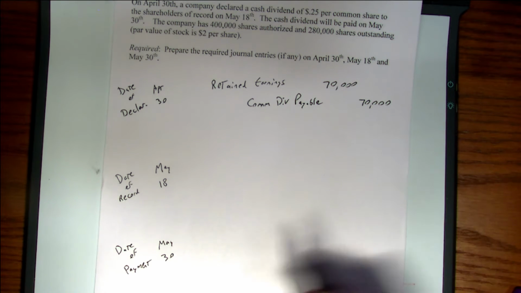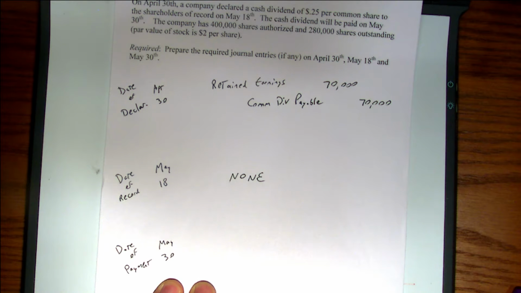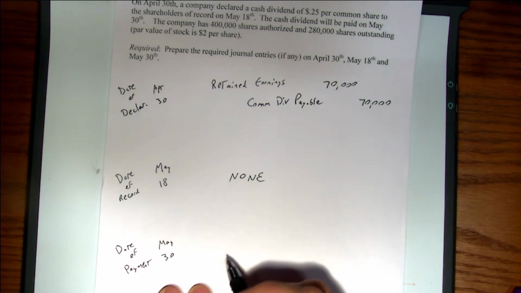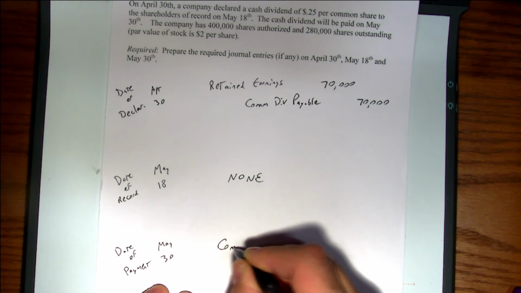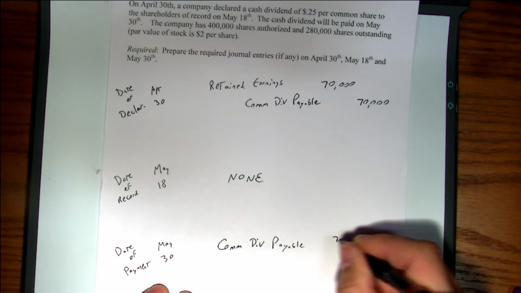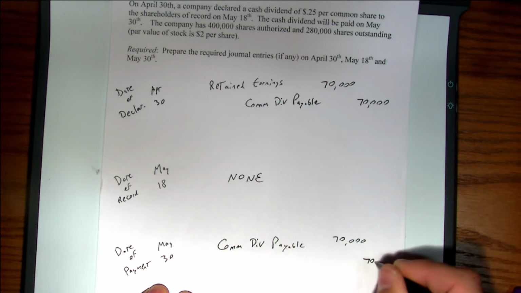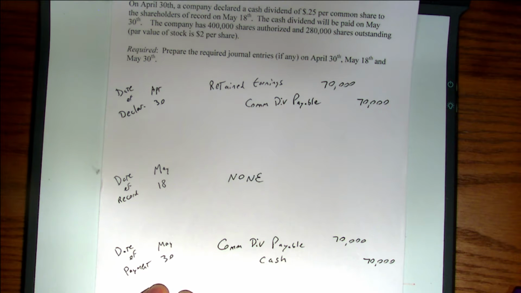Okay. All right. What is the journal entry on the date of record? There's none. No journal entry, right? Okay. And then the date of payment. Well, we just pay off this liability, right? We debit common dividend payable for $70,000. And what do we credit for $70,000? Cash. It's just like the payment of any other liability. You debit or reduce the liability, and you credit cash, which is reducing cash, right?